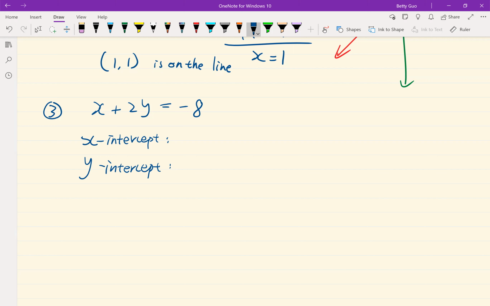I want to show you what I'm talking about. What did I say earlier? You make y be 0, see how convenient, you get x. You make x be 0, you can get y very quickly. Take your time. Find the x-intercept and the y-intercept for this equation.